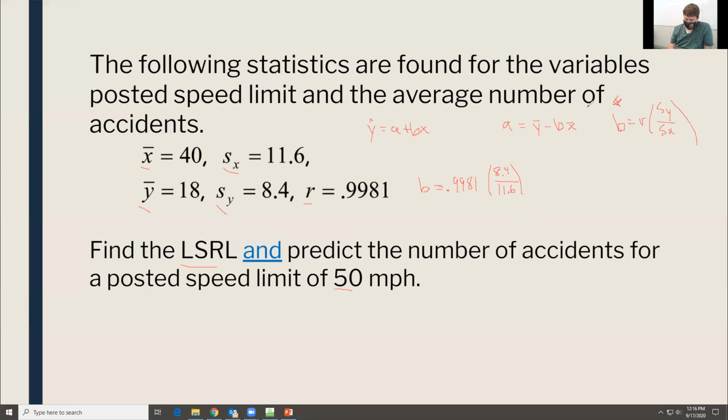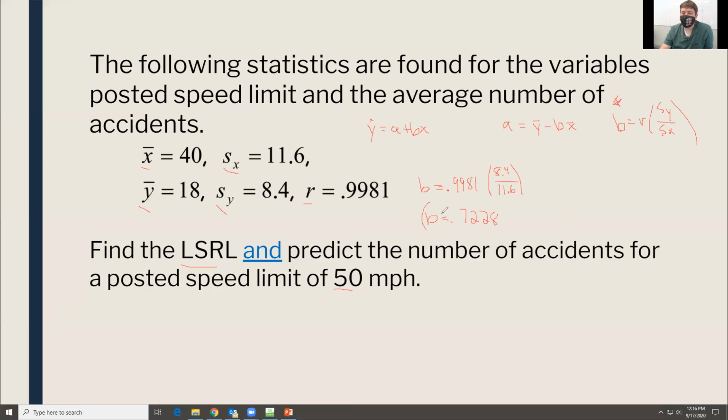Parentheses are our friend, 8.4 divided by 11.6. So I need a class auditor to make sure I'm not going crazy. Volunteer, tell me what you got for your answer for B. That's what I got. Everybody else get the same thing? All right, so 2 people agree with it. I'm not going too crazy yet. So B is equal to 0.7228. We're rounding to 2 decimals. Very good, Matthew, for remembering.